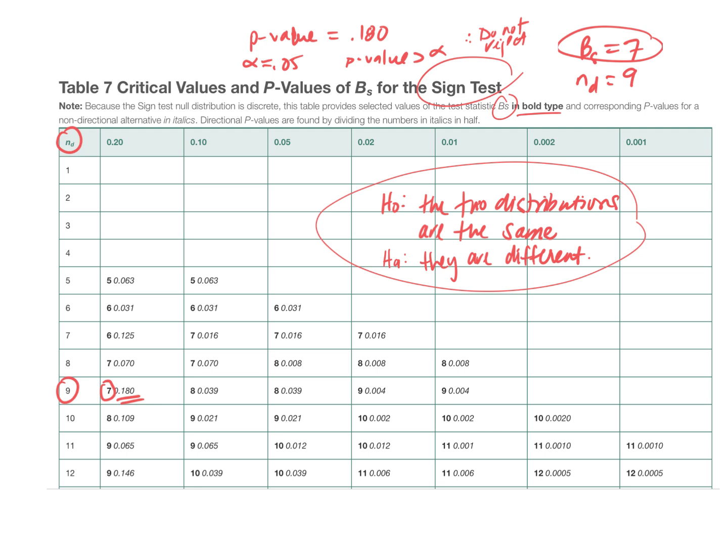So for that reason, you can see that the note in table 7 says that this table provides selected values of the test statistic in bold type for a non-directional alternative. So the numbers that we see in the table do correspond already to the non-directional alternative. If we were working with a directional alternative, then we would have to divide our p-value in half. So in the context of this question, no, we do not have evidence that the distribution of pH values is different before the treatment and after the treatment.